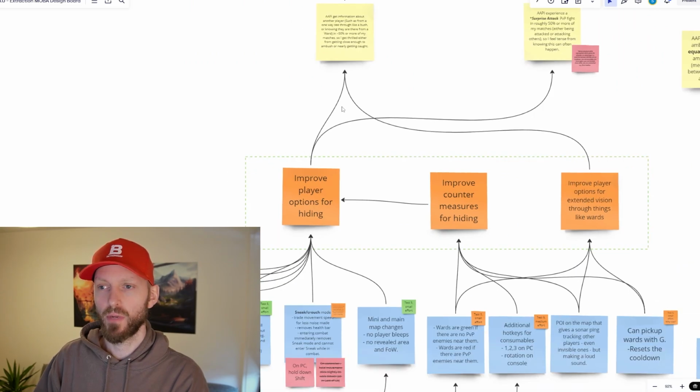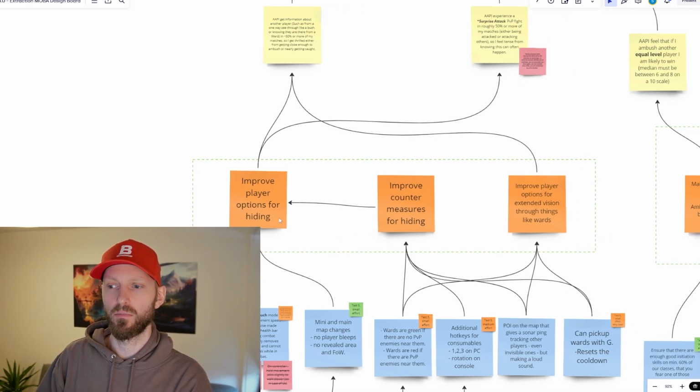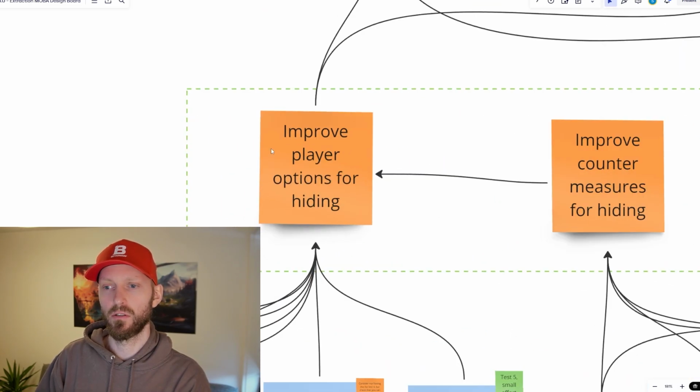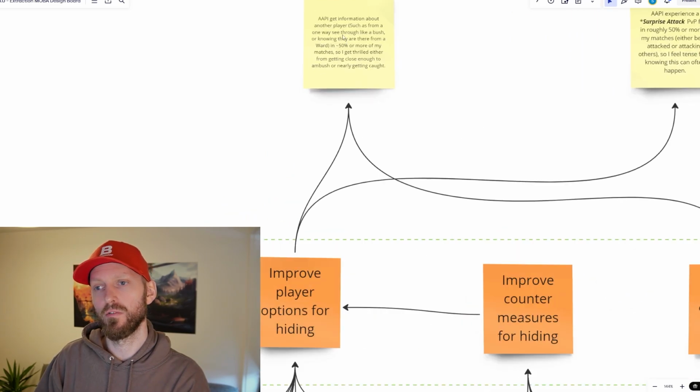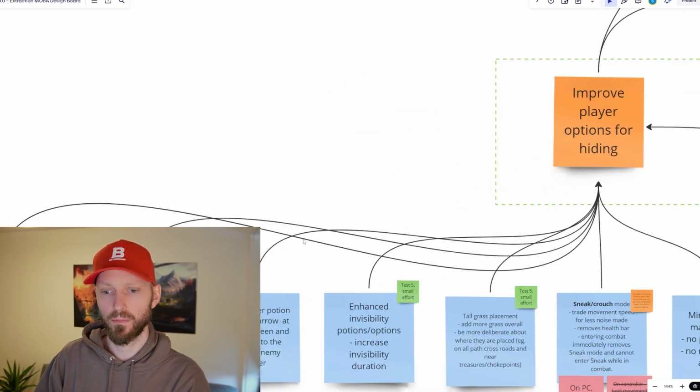So then we come down to how can we solve this? How can we achieve this outcome? And then there's some cornerstones of how we can do that, explained with these orange post-its. An example is improve player options for hiding. And then there's a lot of lines that could achieve this. And if we achieve that, we assume that we get progress on achieving that players get more one-way see-through options.